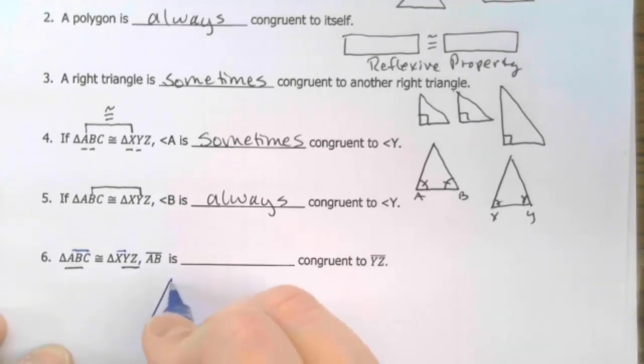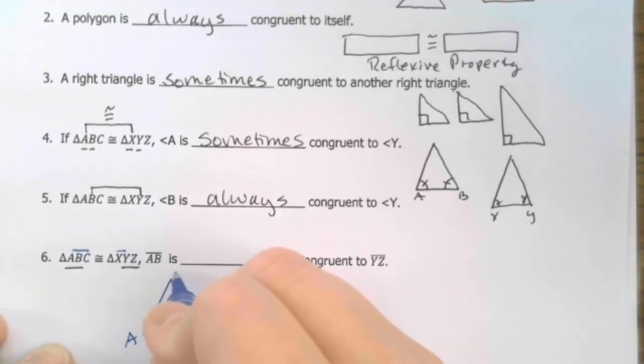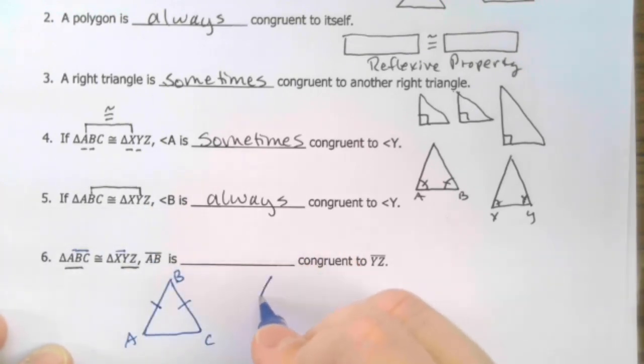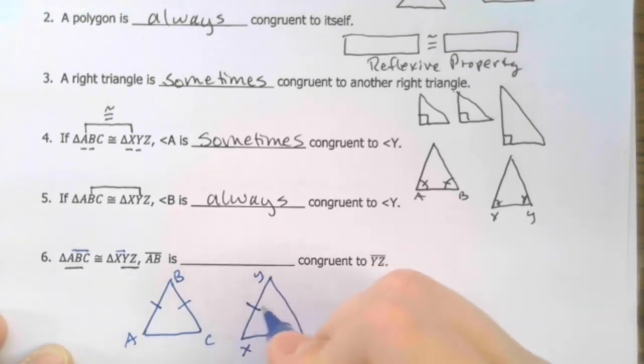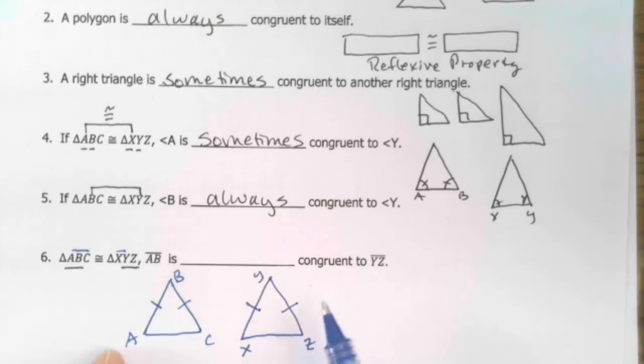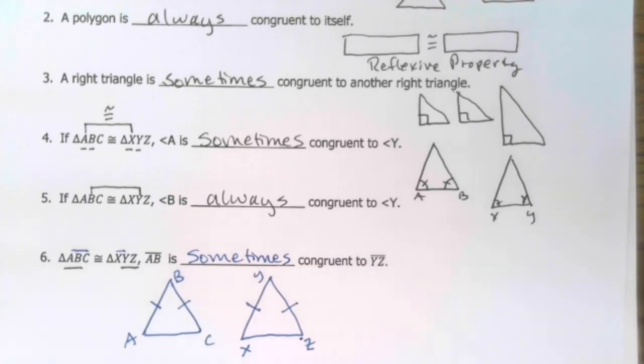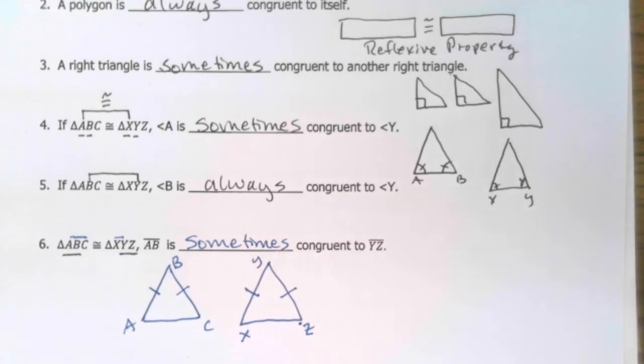So let's see, if I draw a triangle ABC, so if AB and BC are the same, then when I draw the matching triangle, XYZ, XY and YZ would be the same. So in this case, AB would be congruent to YZ because they have two congruent sides. So it's possible. So this would be a sometimes congruent. Sometimes it would be congruent, but it's not evident in the statement that is for sure congruent.